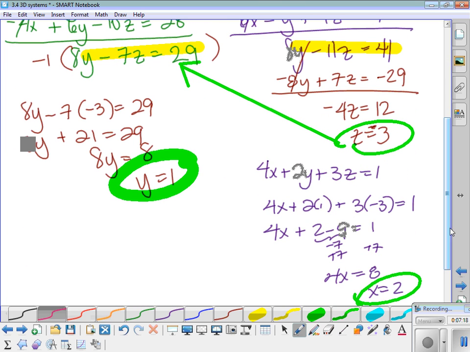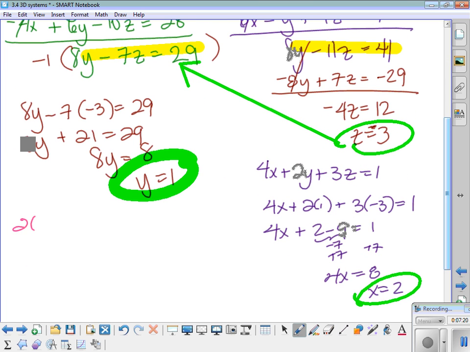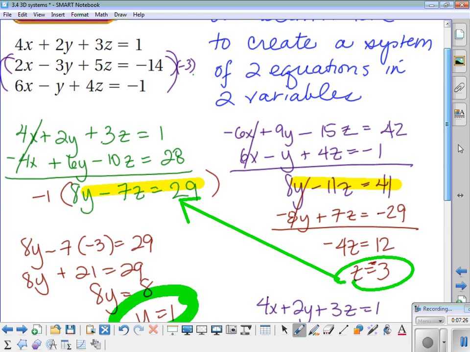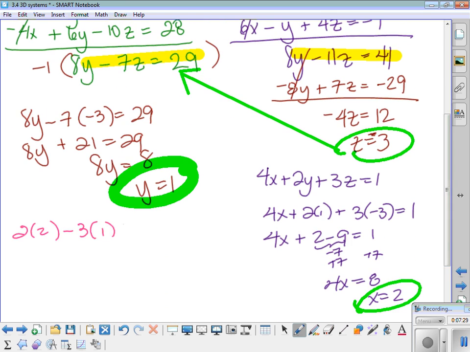2x minus 3y plus 5z equals negative 14. So I get 4 minus 3 minus 15 equals negative 14, and that works.